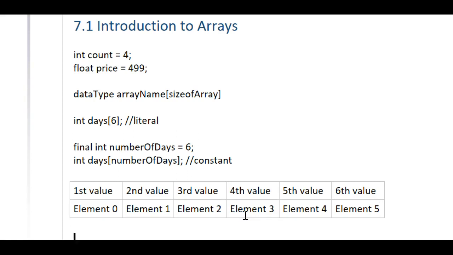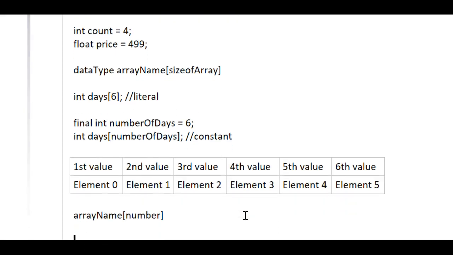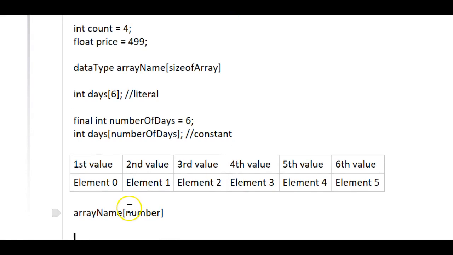Just remember that subscripts always start at 0. So an array of 6 elements has subscripts from 0 to 5, not 1 to 6. The way to access an element is with this format: the array name, and then in square brackets, the index, the number of the element that you want to access.